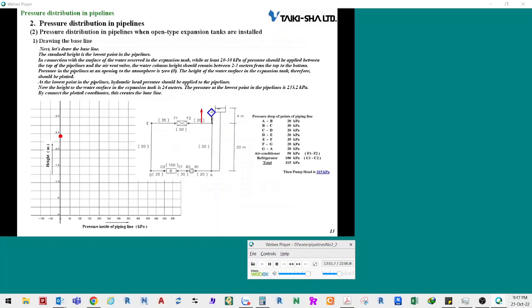Pressure in the pipelines at an opening to the atmosphere is 0. The height of the water surface in the expansion tank, therefore, should be plotted. At the lowest point in the pipelines, hydraulic head pressure should be applied to the pipelines. Now the height of the water surface in the expansion tank is 24 meters. The pressure at the lowest point in the pipelines is 235.2 kilopascals. By connecting the plotted coordinates, this creates the baseline.